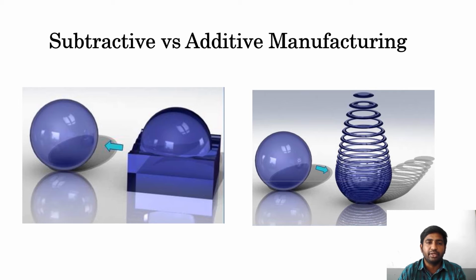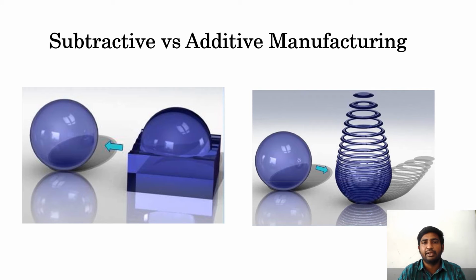Assume a case study where we are going to create a sphere. In the traditional method, the part is created by removing metal from the raw material. So it's subtractive: we subtract from the raw material.